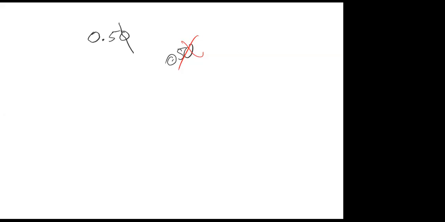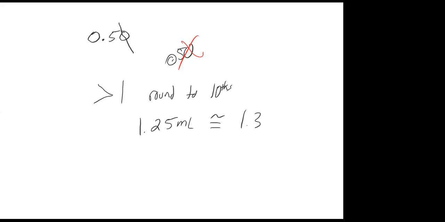Now, when you have a value that's greater than 1, you're typically going to round to the tenths place. I'm just going to write tenths. What I mean by that is, for example, let's say I have an answer of 1.25 milliliters. I am going to round that answer to 1.3 milliliters. Notice it's hard to see, so make sure your decimals show up there, okay?